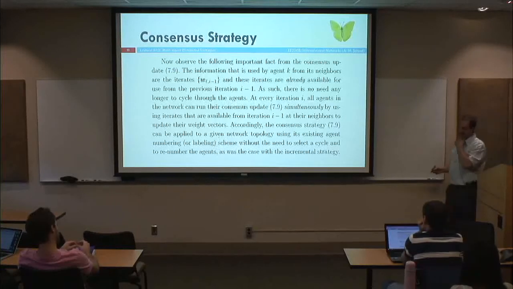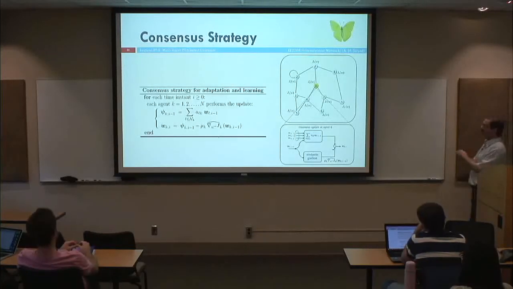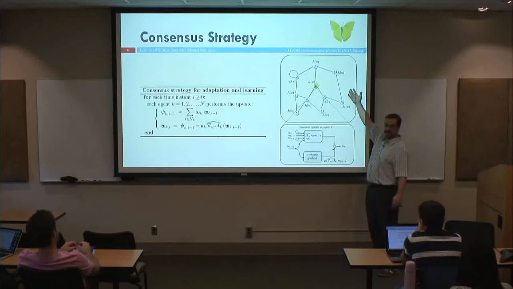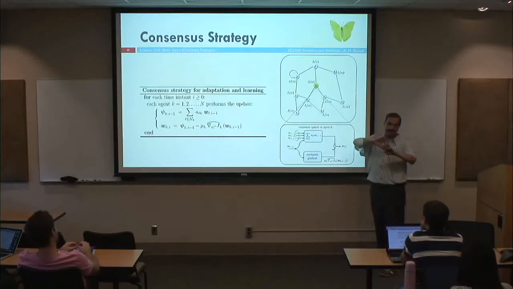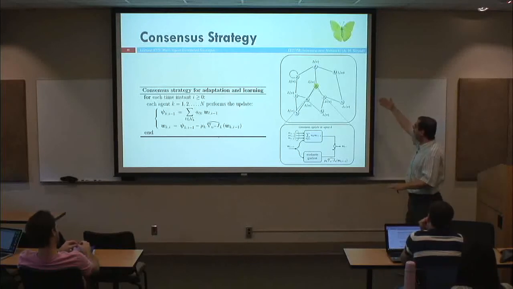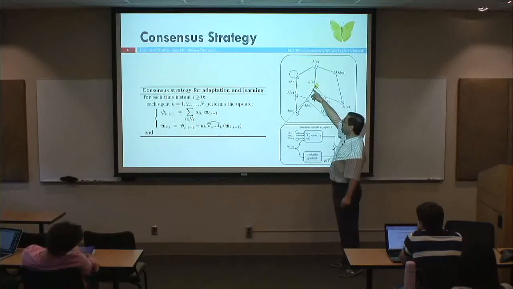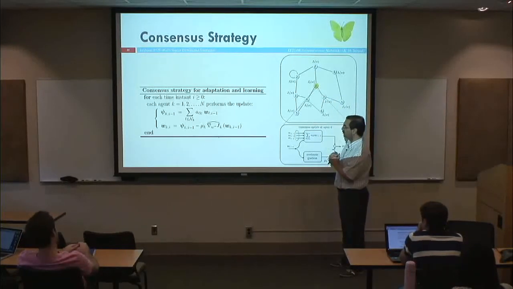This is just explaining how consensus works. Okay, so I think if I go to the next slide, which summarizes the algorithm, it's easier for you to understand. I have a network. This is the network. I don't have to find a cycle anymore. I don't need a cycle. Therefore, I don't need to renumber the agents. You just work with whatever you have. Every agent has its own cost. So this is how consensus works.